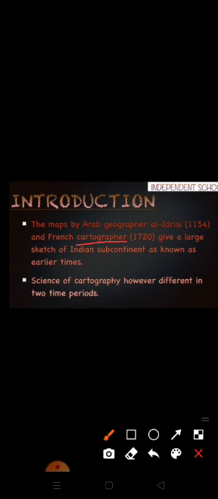So a French cartographer in 1720 gave a large sketch of the Indian subcontinent as known in earlier times. So you can see, 1154, the map which was prepared by the Arab geographer Al-Idrisi, and in 1720 the map which was prepared by the French cartographer. They both were very different. Okay, both maps were very different. The science of cartography, however, was different in the two time periods.